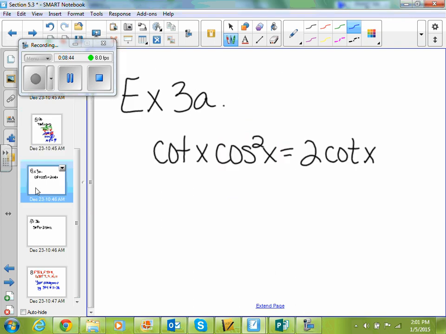Okay, we'll just do 2 more, then we'll get started. So if I'm given cotangent of x times cosine squared of x equals 2 cotangent of x, and I need to solve that for x. So first thing I'm going to do is get everything to one side of the equation. So I'm going to move this 2 cotangent of x to the other side of the equation by subtracting it.